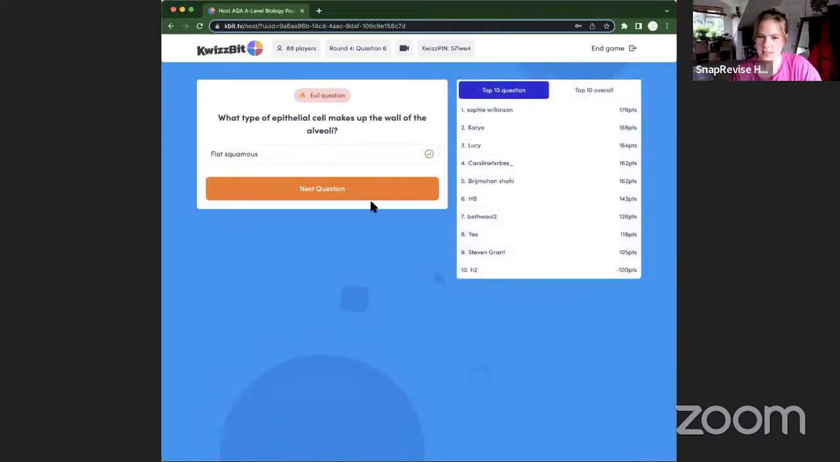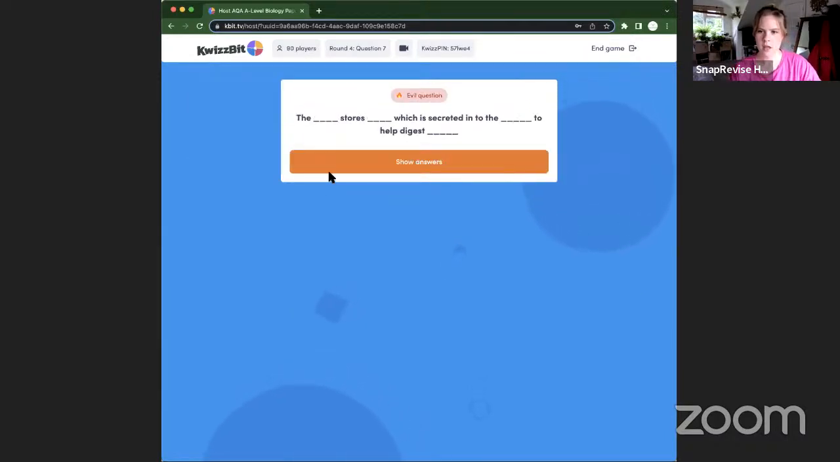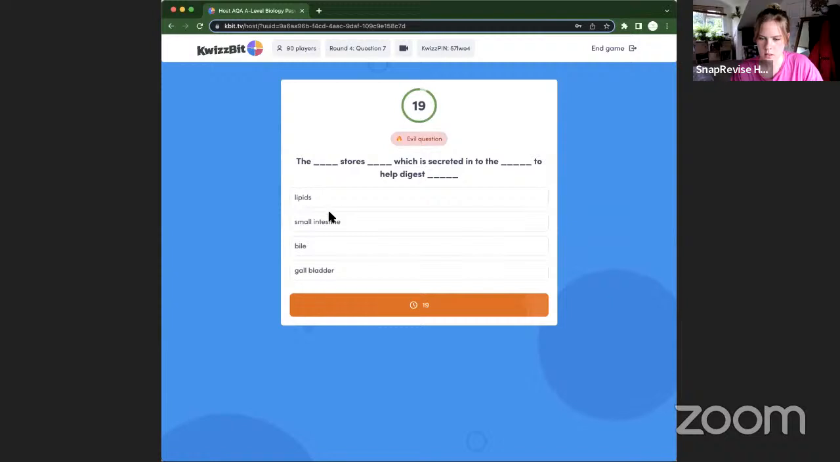Okay, let's reveal the answers. That's flat squamous. Next question. So there are 4 gaps. I think this is the one where you have to put them in the right order. But I'm not sure, I can't see from this end.